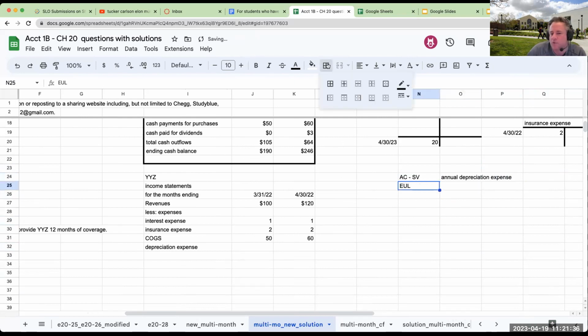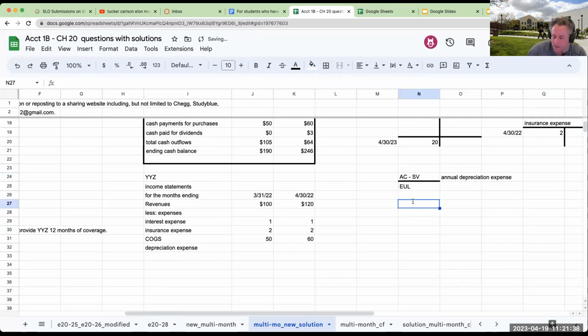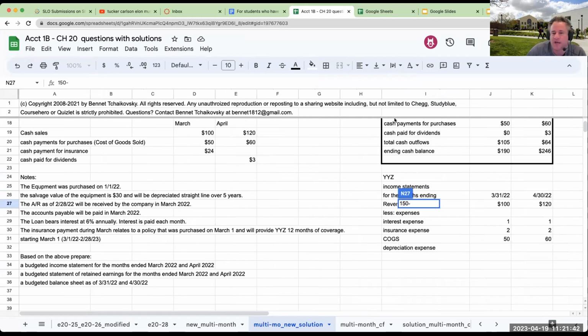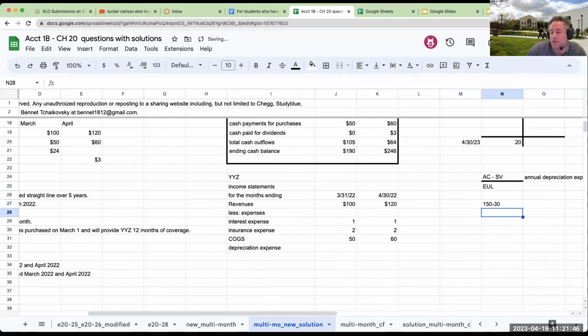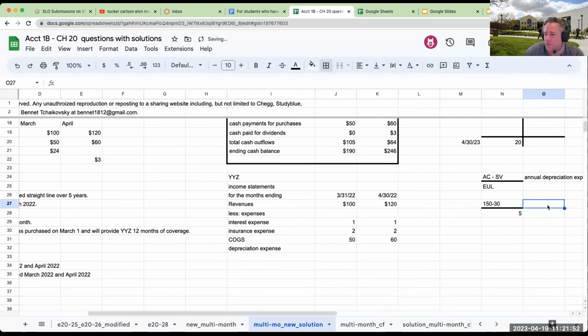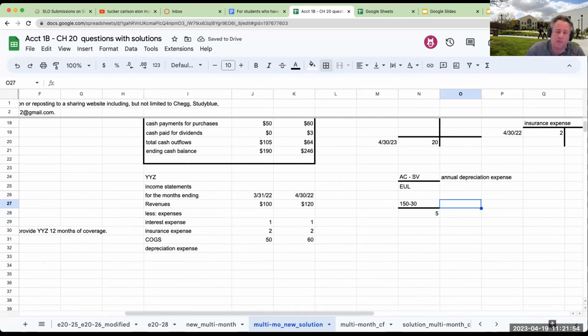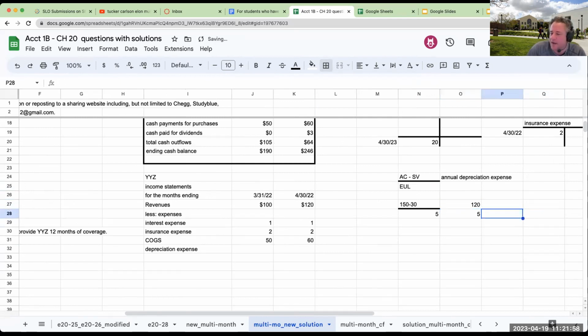And if I look at this question in particular, this is a $150,000 acquisition cost. The salvage value of the equipment was 30, and it's being depreciated straight line. This is the equation for straight line. This is the only method I will ask you for this question if you get it in Accounting 1B with me. So this is going to be 120 divided by 5, or $24,000 per year.